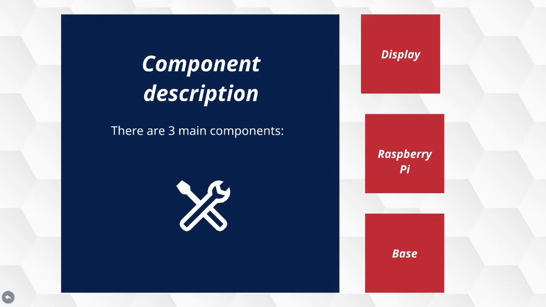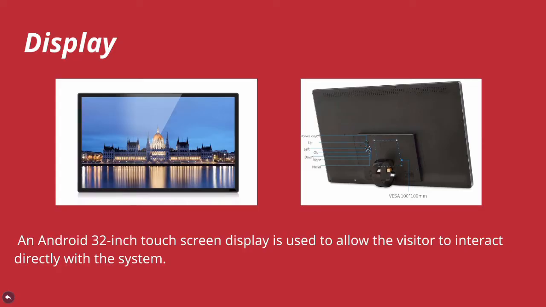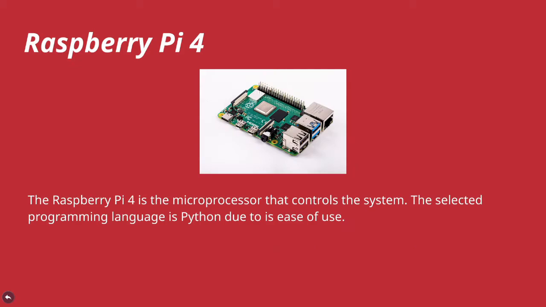Components description. The model has three major components: a 32-inch Android tablet display, a Raspberry Pi 4, and a topographic model of the Colorado River. Display. The 32-inch Android tablet display is used to allow the visitor to interact directly with the system. When the touchscreen is touched by a finger or stylus, it registers the event and sends it to a controller for processing. A touchscreen may contain pictures or words that the user can touch to interact with the device.